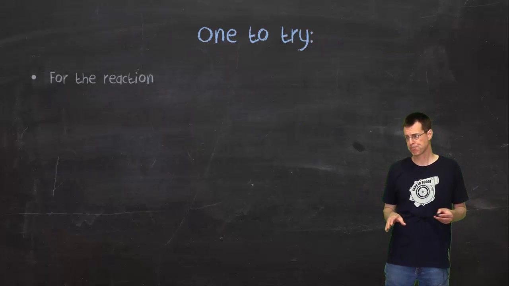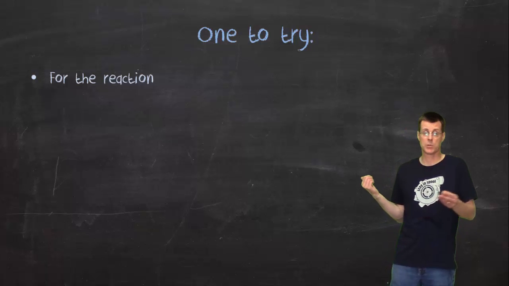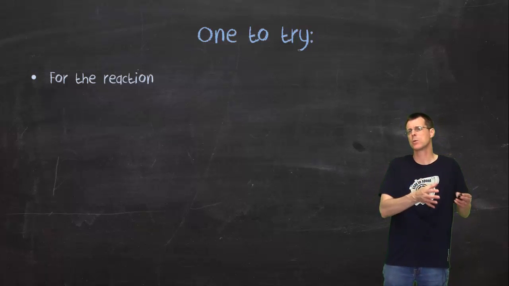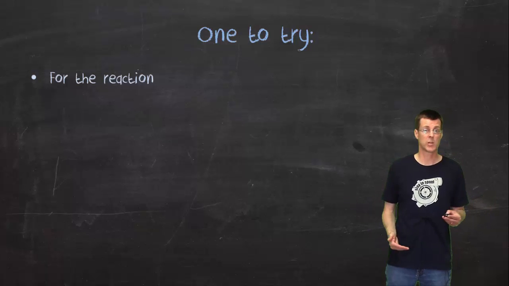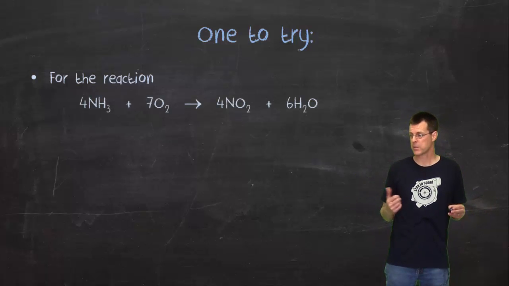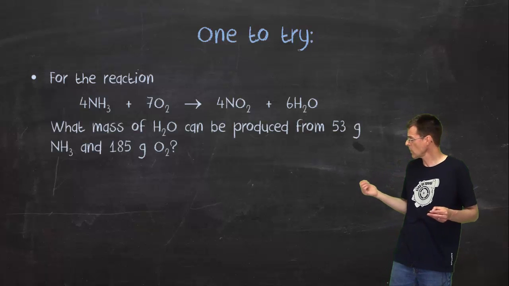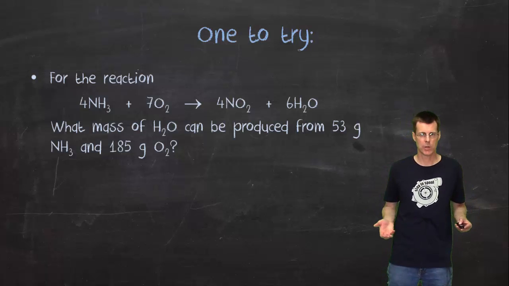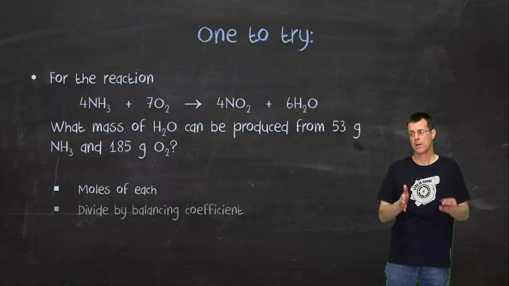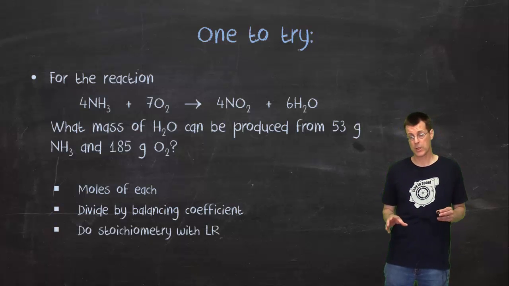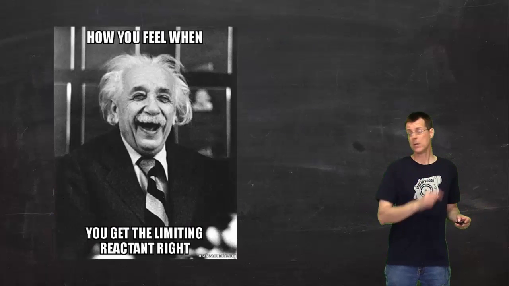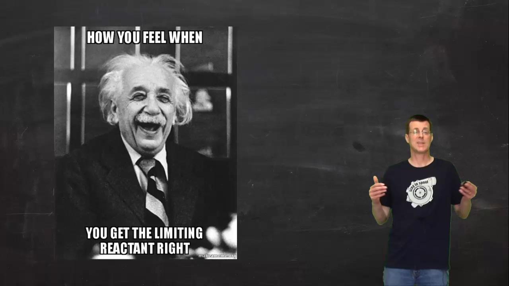I'm going to leave you with one to try. And it's really important for you to try, and of course we're going to be doing some examples in class, but because we know all the steps, you're not going to have a lot of practice because most of it's doing stoichiometry. So anyhow, let's try this one. There's a reaction there with ammonia and oxygen reacting, and the question is with 53 grams of ammonia and 185 grams of oxygen. Find the number of moles of each. Divide each by the balancing coefficient, and then do stoichiometry just with the limiting reagent. And when you have that, you will be feeling like Albert Einstein, because it's a lot of work.